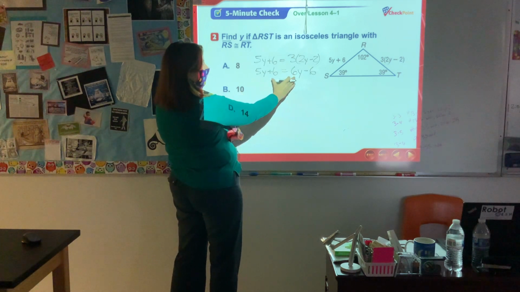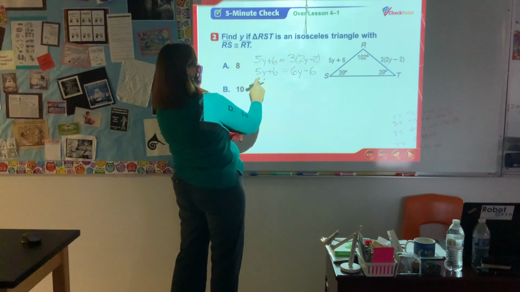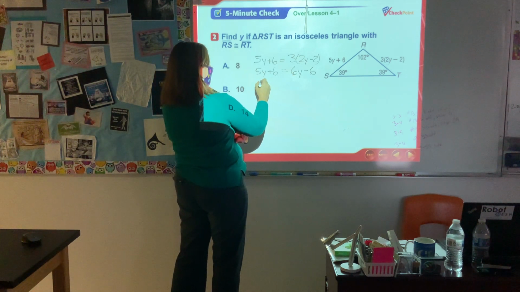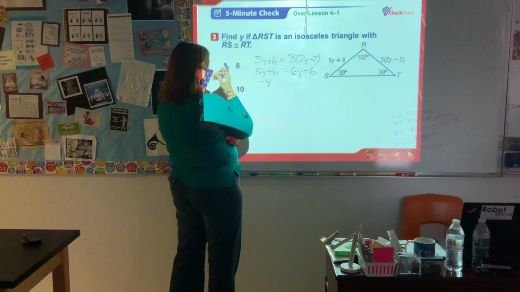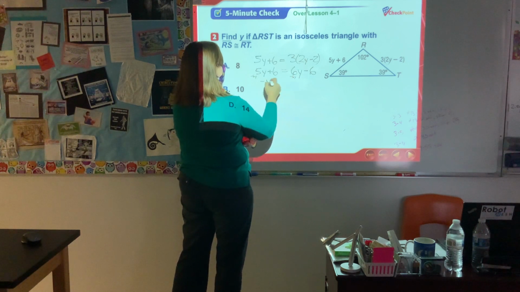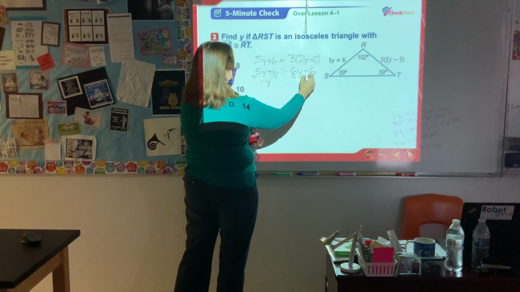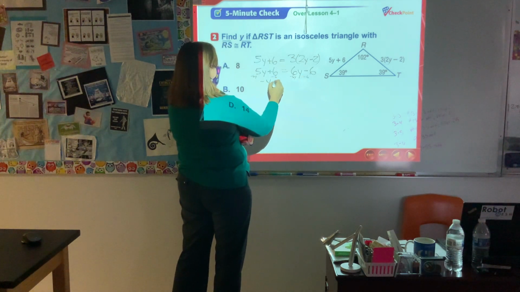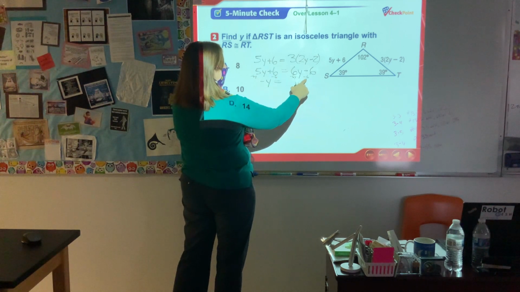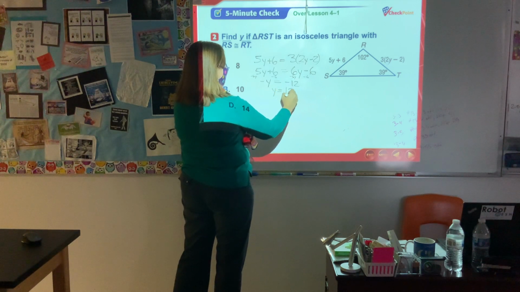Now bring the y's all to the same side. I could do it this way. I could subtract 6y, subtract 6y, and I'd be left with negative y. If I subtract 6 from this side, I could subtract 6 from this side. So 6 subtract 6 is 0. Negative 6, subtract 6, negative 12. y equals 12.